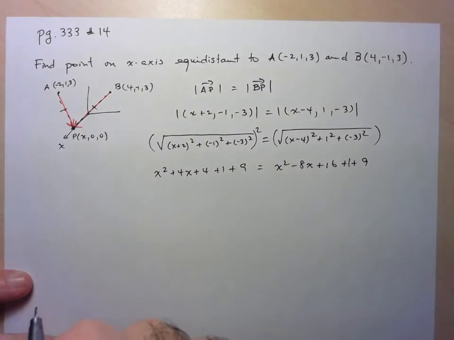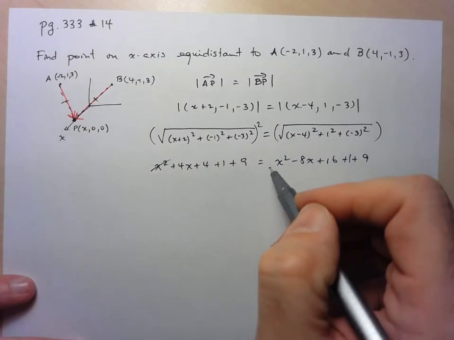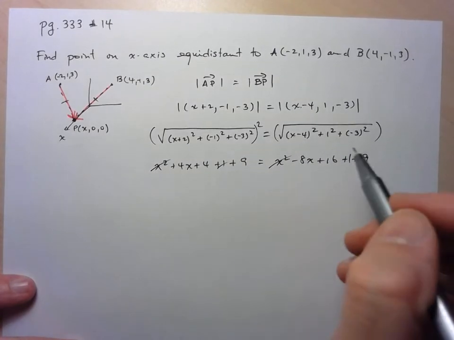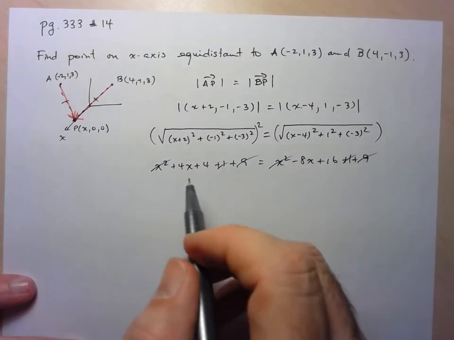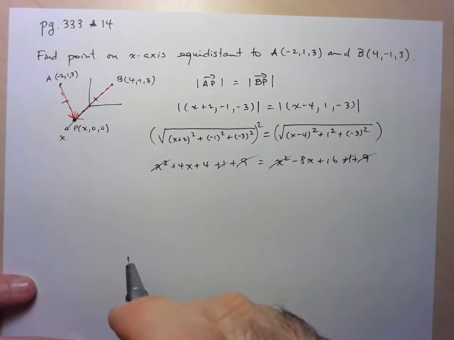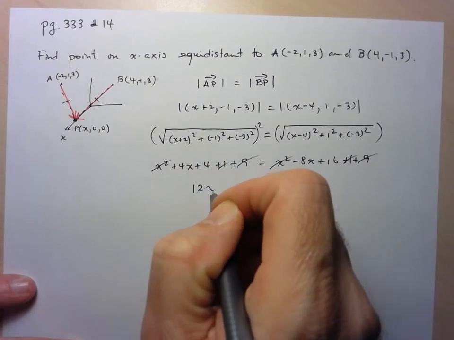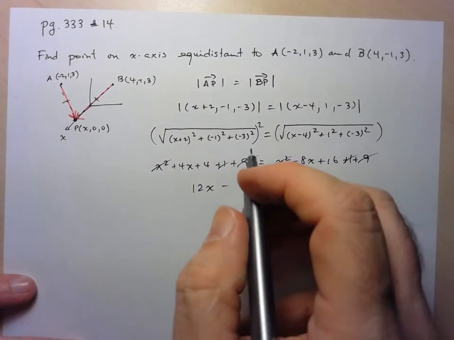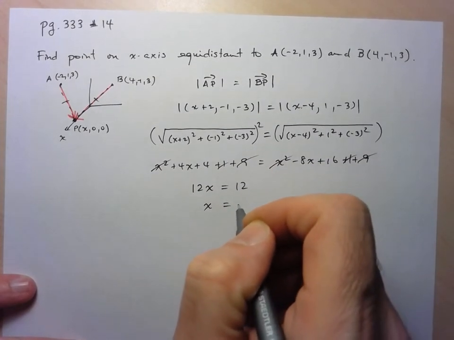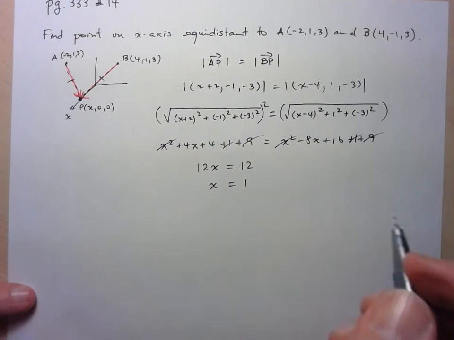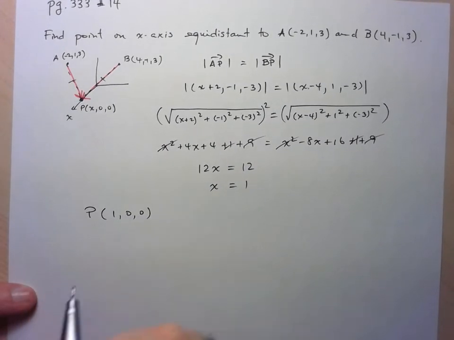Right off the bat, I see a lot of things are common on both sides of the equation. Subtract x squared from both sides, those go. Subtract 1 from both sides, that goes. Subtract 9 from both sides, that goes. I'm just left with this linear equation, which means I'm going to have only one answer. Bring the x's to that side, so we've got 12x, and then the 4 to the other side. So 16 minus 4 is again 12, and so x is equal to 1. That means the point we're looking for is the point (1, 0, 0).